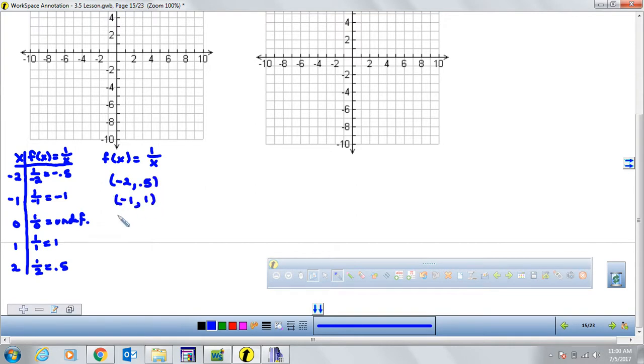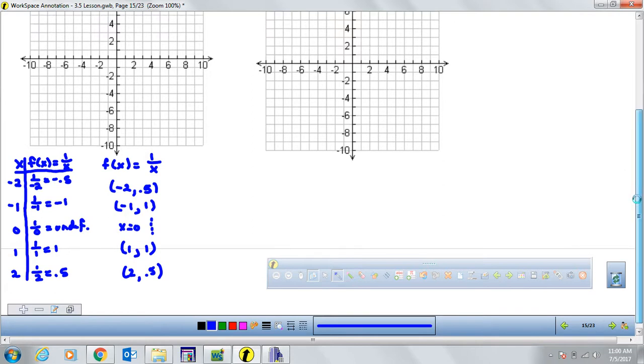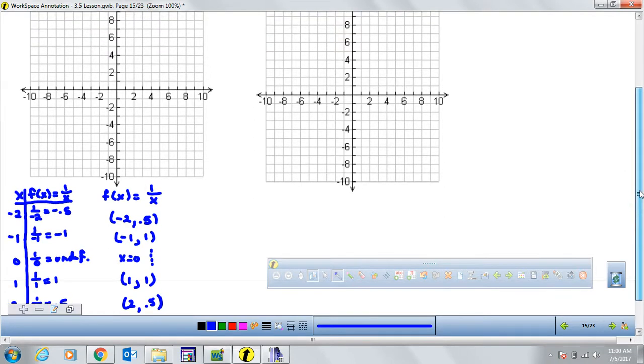So for the function f of x equals 1 divided by x, we get the points -2, -0.5, -1, -1, then 0, that one is undefined, so we're not going to use that. So that's a vertical asymptote. I'm just going to point out this one at x equals 0, so you remember there is going to be a vertical asymptote. Then the next one is 1, 1, and the last one is 2, 0.5. So let's go ahead and graph those things here. -2 and -0.5, so that is going to be right here. The next one is -1, -1, it's going to be here. And then there's a vertical asymptote at x equals 0.